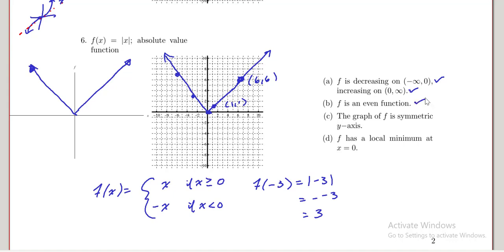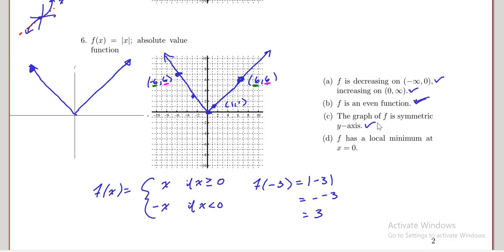This graph is even, so let's label this over here. There's the ordered pair -6, 6, and so we see that when we plugged in opposite domain values, we got out the same range values. Let me say that again, folks. I said that a little fast. When we plugged in opposite domain values, we got out the same range value, and that's the hallmark of what it means to be an even function.